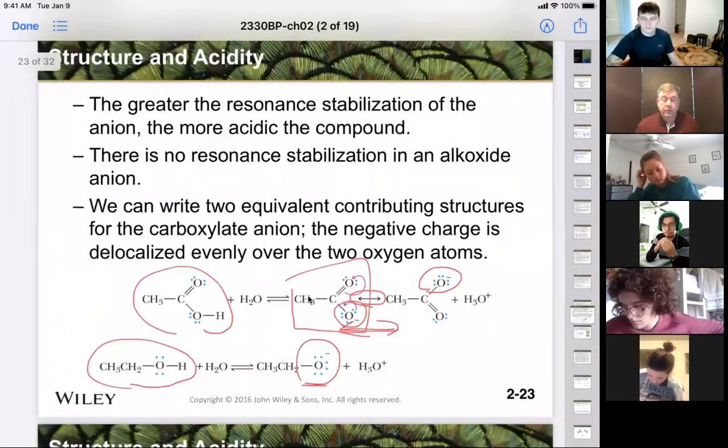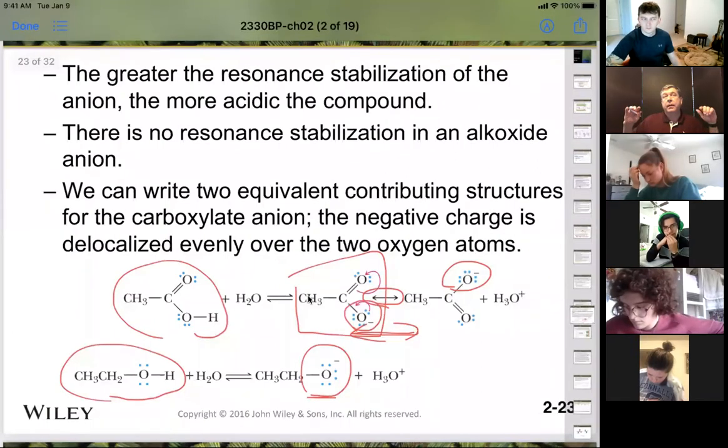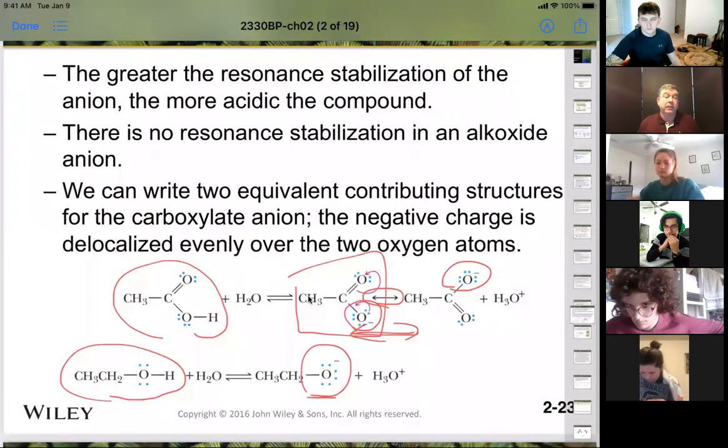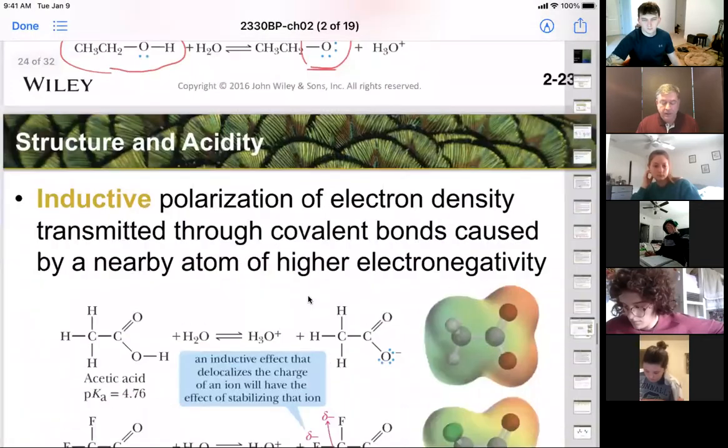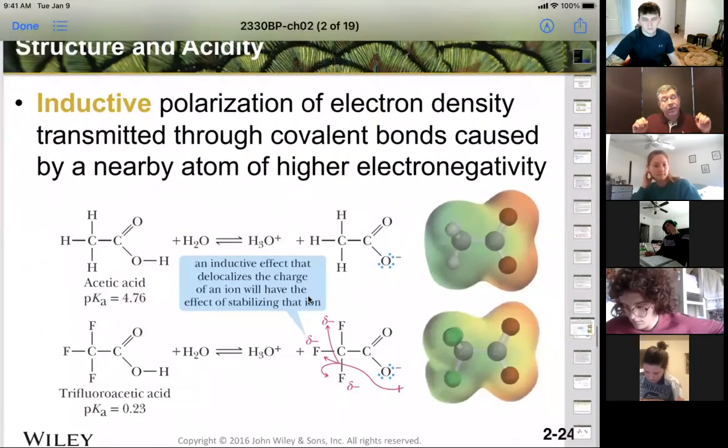Okay. So that is how the electronegativity affects it. This is how resonance stability affects it. So the more charge you can spread out, the greater the acidity. Okay, now that brings us to our third effect. And the third effect is called the inductive effect.